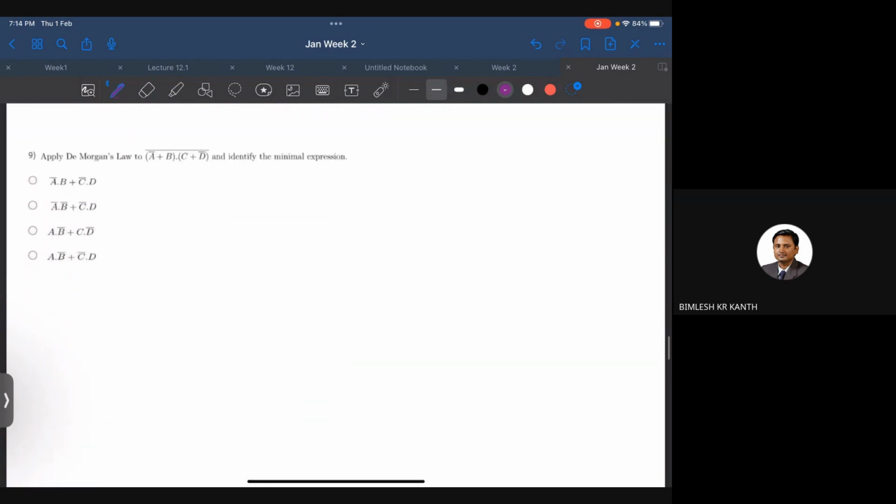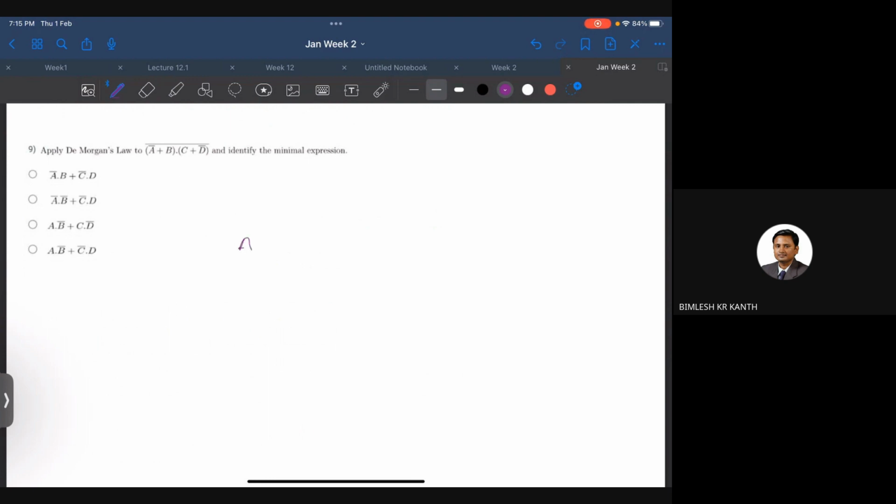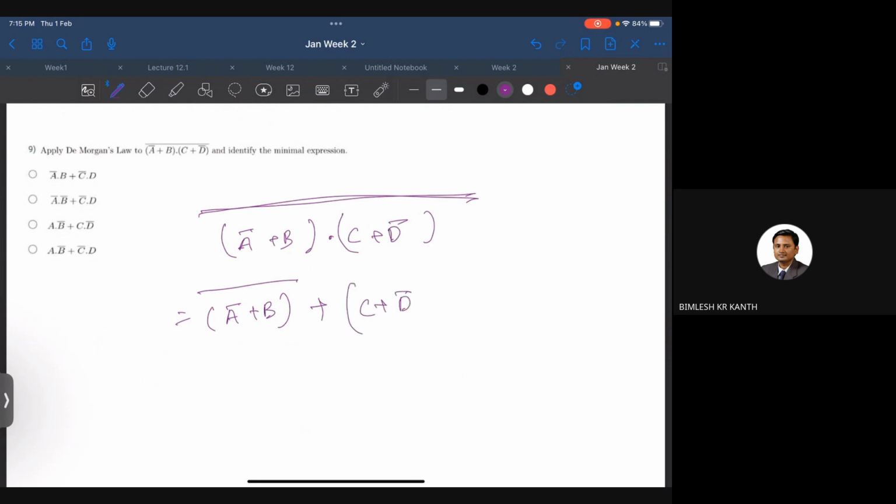Now the next question is saying: apply De Morgan's law and identify the minimal expression. So what is the expression? A bar plus b dot c plus d bar, the whole thing barred, right? So you have to apply De Morgan's law. So it will be a bar plus b, whole bar, times c plus d bar, whole bar, right?